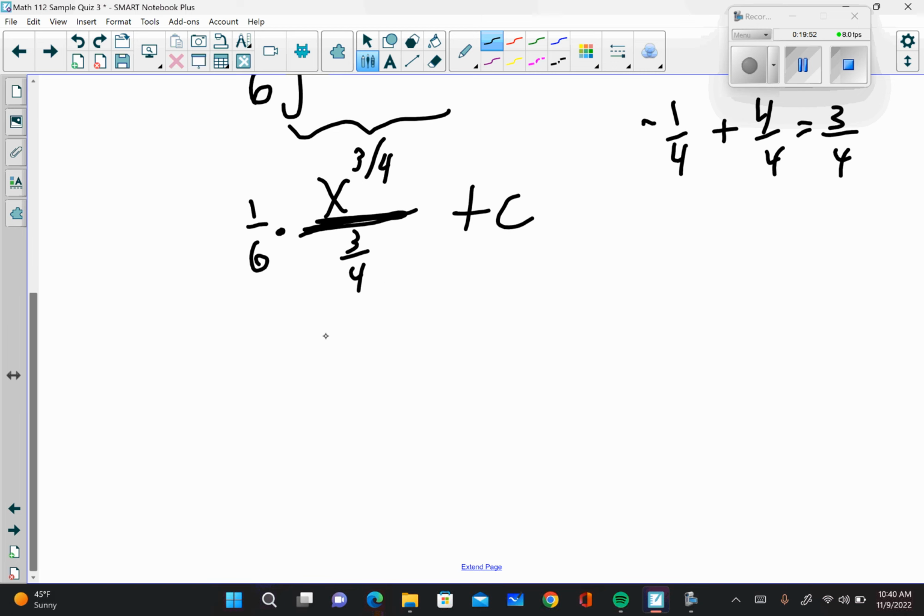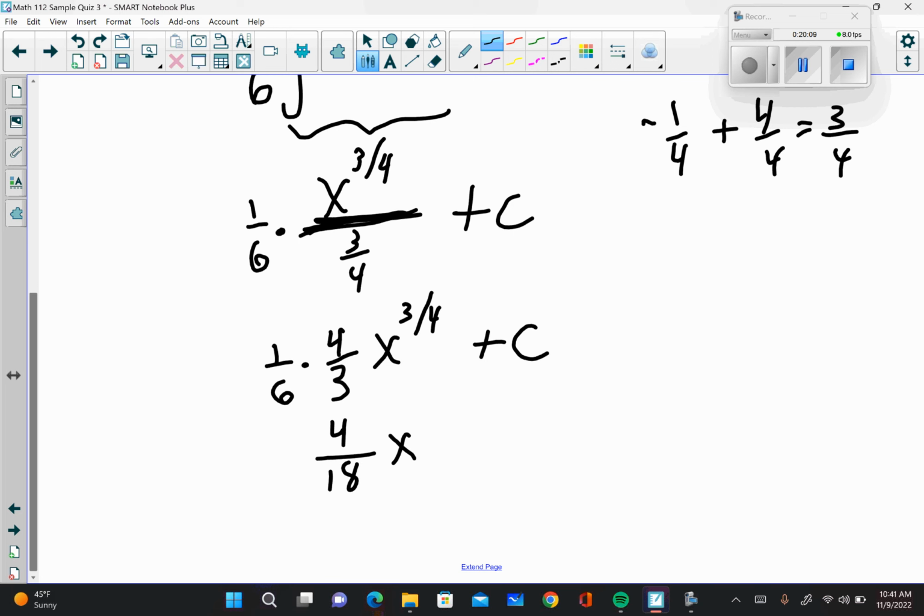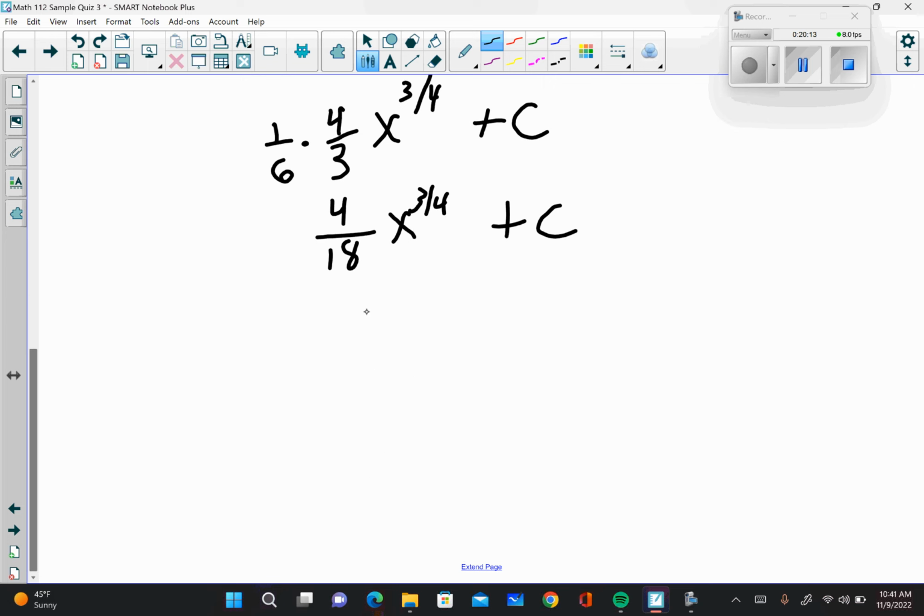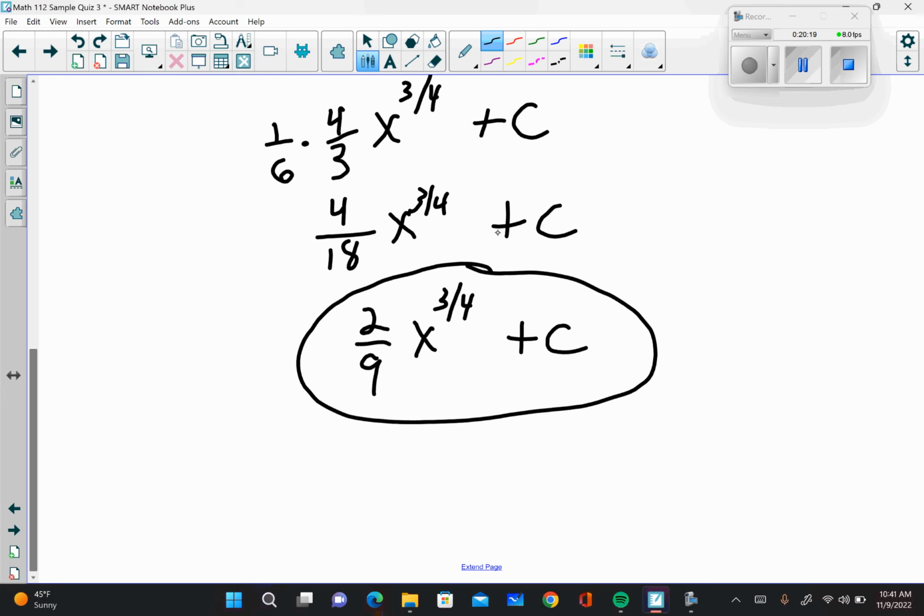Dividing by a fraction is the same as multiplying by the reciprocal. Dividing by 3/4 is the same as multiplying by 4/3. 1/6 just gets brought down again. 1 times 4 on top, 6 times 3 on the bottom. x to the 3/4 plus C. But 4/18 can be reduced to 2/9. So that's the final result.